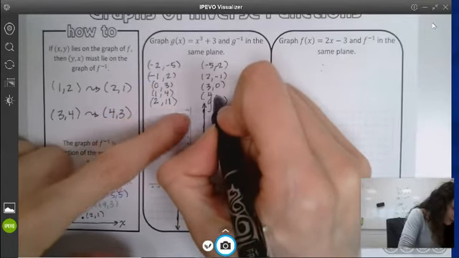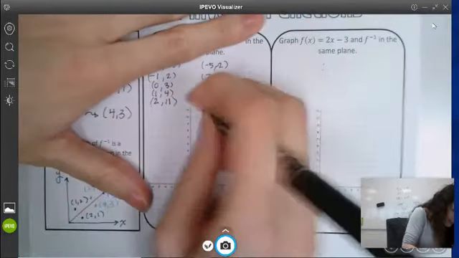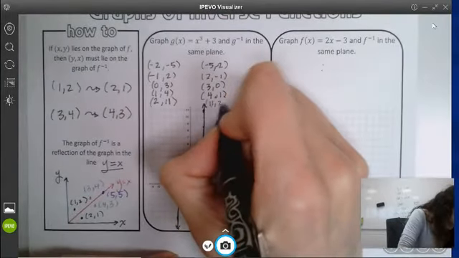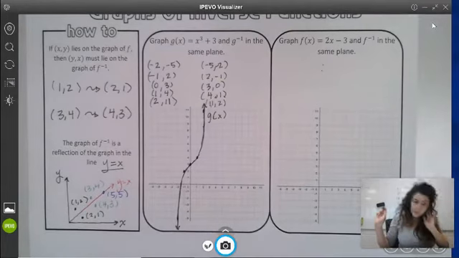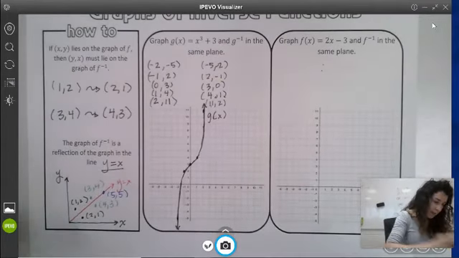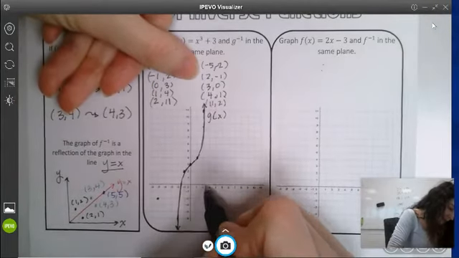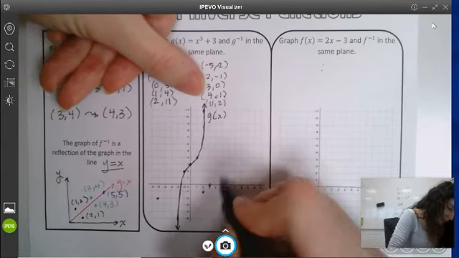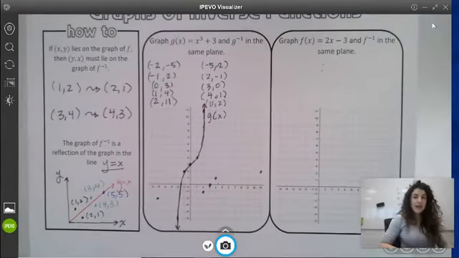0, 4, 1, and then I ran out of space. Here, let's do this instead. 11, 2, and then this is G. Okay. So I'm going to plot -5, -2, 2, -1, 3, 0, 4, 1, and then 11, 2.